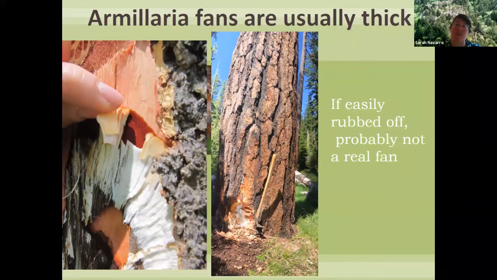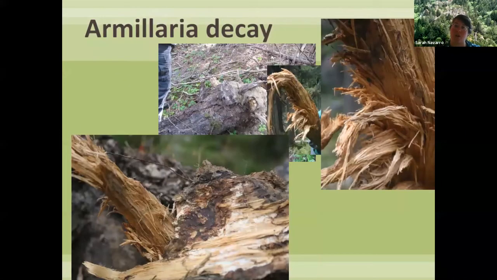Other fungi, like the saprophytic or decay fungi that come in after a tree has died, can also form fans, but they are easily rubbed off. If you can easily rub it off with your thumb or a finger, then it's probably not a real fan of Armillaria, and it's something that just came in after the fact to start decaying the wood. Armillaria decay is known as a stringy decay, and this will compromise the root structure and the integrity, so you can get windthrow with Armillaria root rot as well.